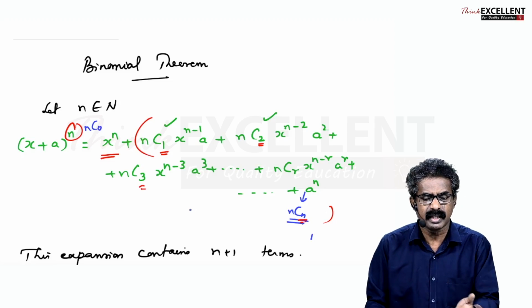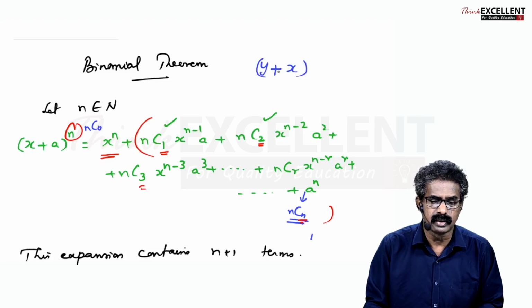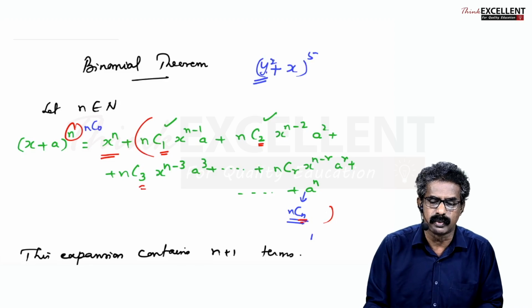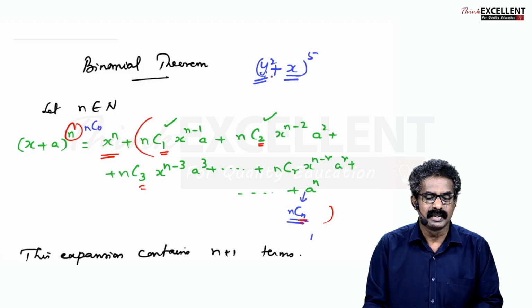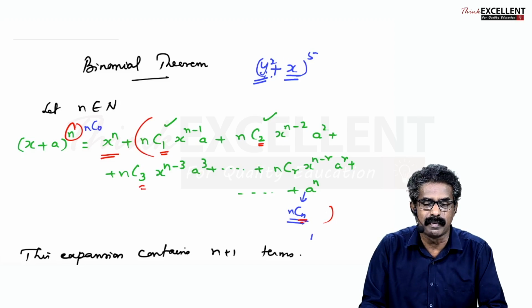Suppose even if they give the second term as x, suppose they are giving y plus x raised to something, or y square plus x raised to 5. So you compare like this. First term is x only you should take. x equal to y square. a is x. Okay, first term is x, second term is a. If the sign is minus, you take minus also. And the power is n.